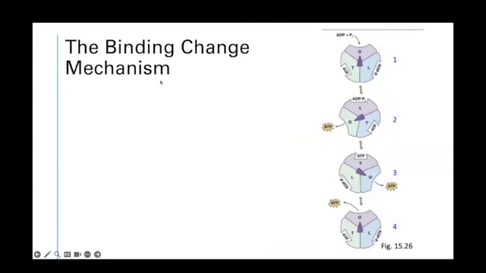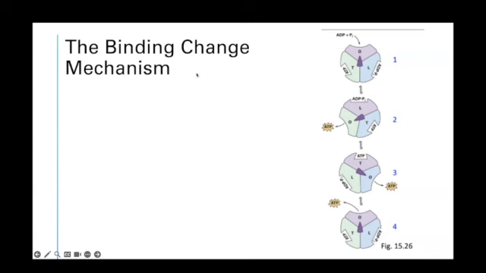So we have this binding change mechanism. We have 3 different conformational states. Per subunit, we have a loose state in which ADP and phosphate bind. We have a tight state, which catalyzes the reaction from ADP and phosphate to ATP, and then the open conformation, which releases ATP.